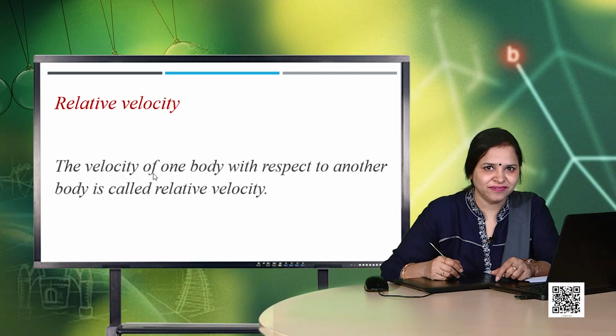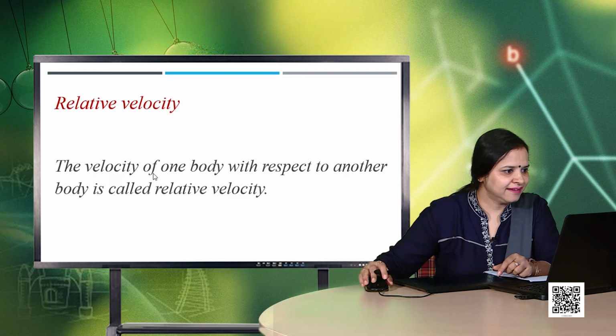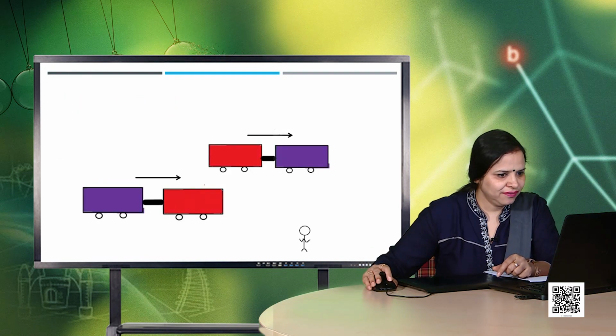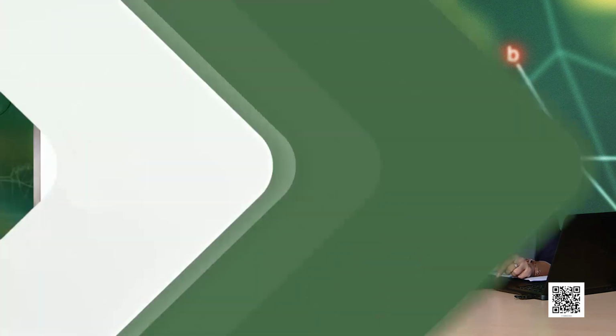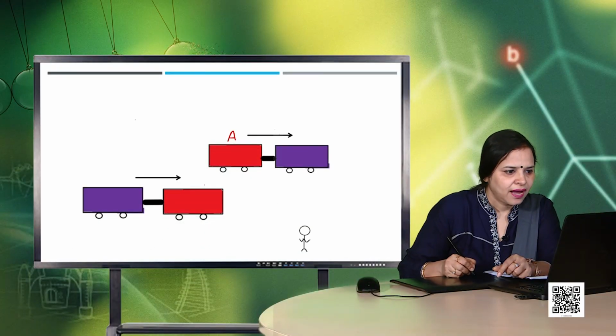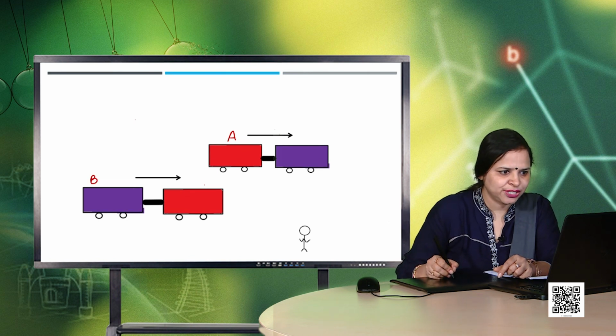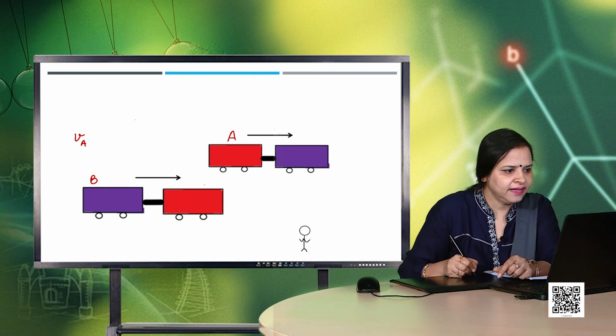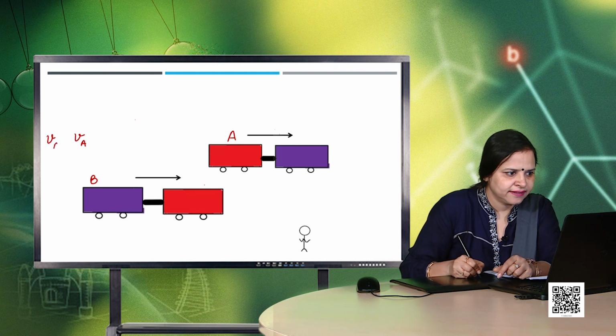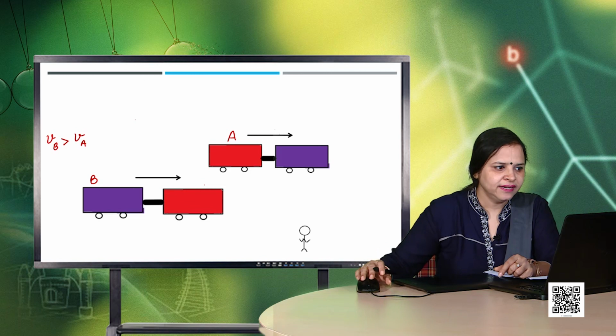To understand the concept of relative velocity, let us consider a situation in which you are travelling in a train A. Let us say this is train A, and another train B is moving in the same direction in which train A is moving. Suppose the velocity of train A is VA and the velocity of train B is VB, with VB greater than VA, so that it may overtake train A.